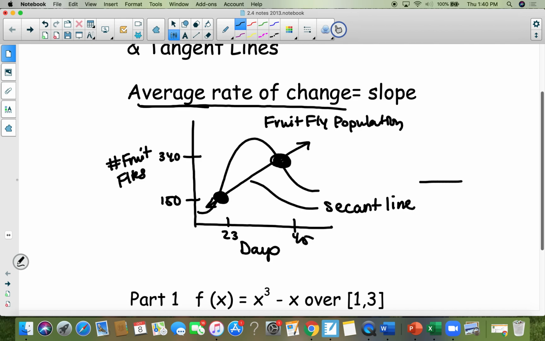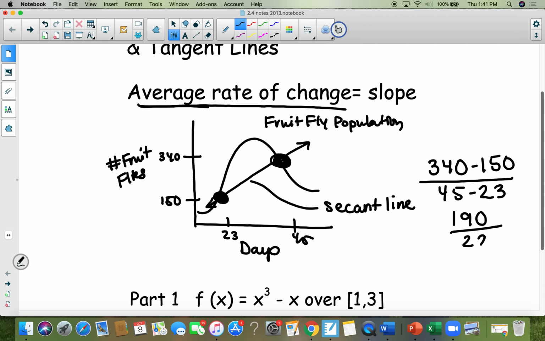So what do we get? We get 340 minus 150 are the y's, divided by 45, take away 23. And 340 take away 150 is equal to 190. And 45 take away 23 is 22. And I did not simplify it. I don't know if the book simplified it, but I didn't simplify it. 2 goes into both of those. 95. Yeah, 95 and 11, right? Yeah.